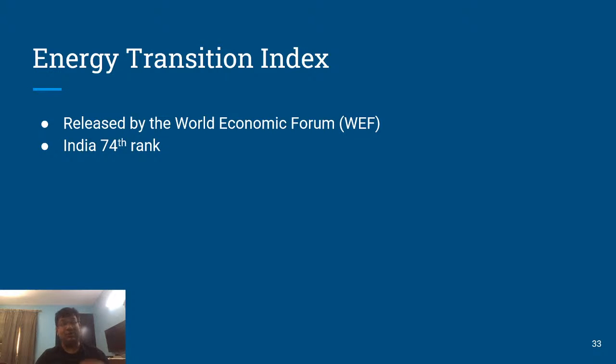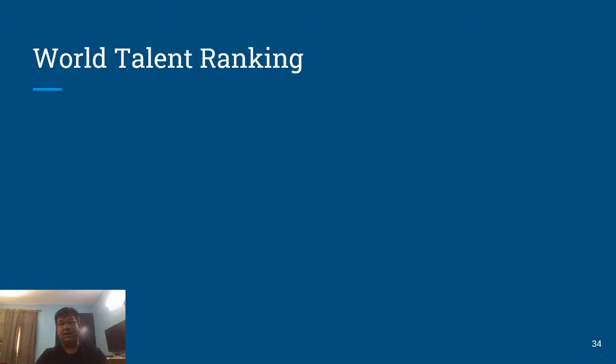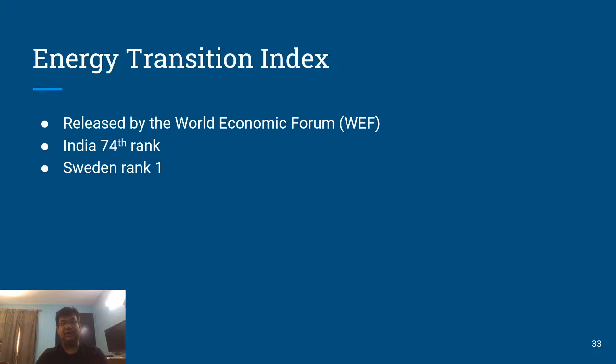So this is something you can always mention, that we are 74th on the Energy Transition Index by the WEF. I hope we can come up, and there are a couple of things that we can do to come up. Again, no surprise there. Sweden is rank 1 on this index.